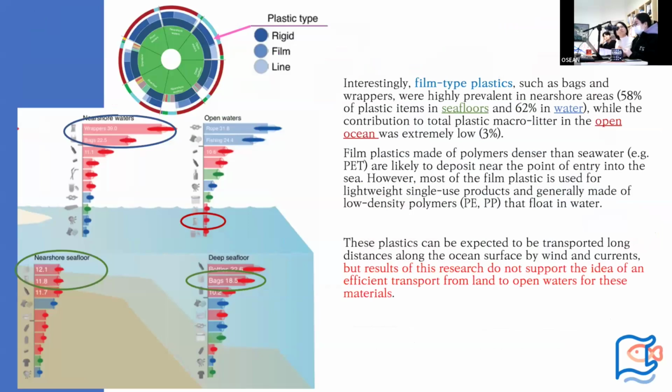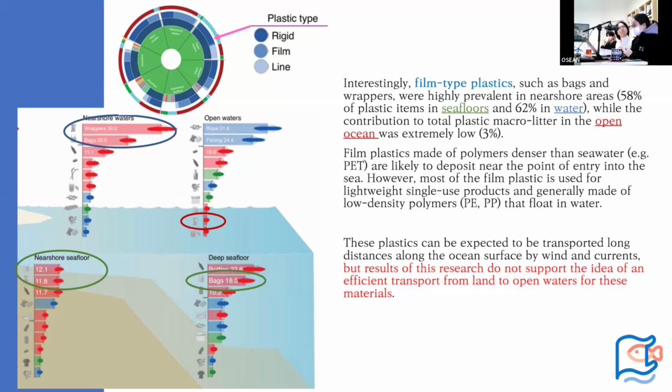Interestingly, film-type plastics such as bags and wrappers were highly prevalent in nearshore areas, while their contribution to total plastic macrolitter in the open ocean was extremely low, only 3%. Film plastic made of polymers denser than seawater, such as PET, is likely to deposit near the point of entry into the sea. However, most film plastic is used for lightweight single-use products and is generally made of low-density polymers that float in water, such as PE and PP.